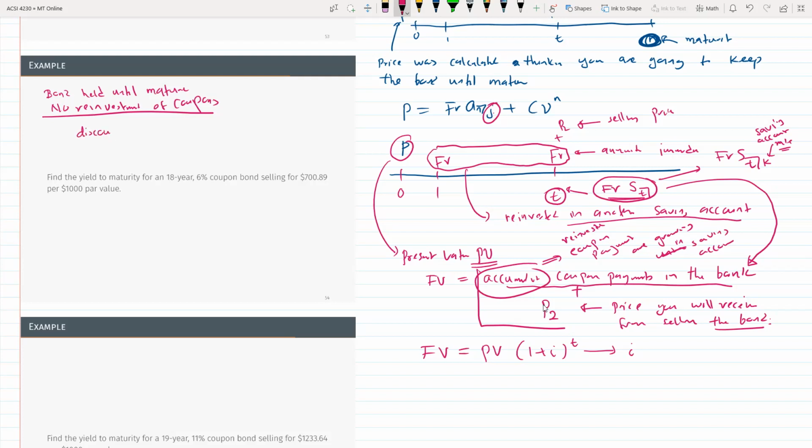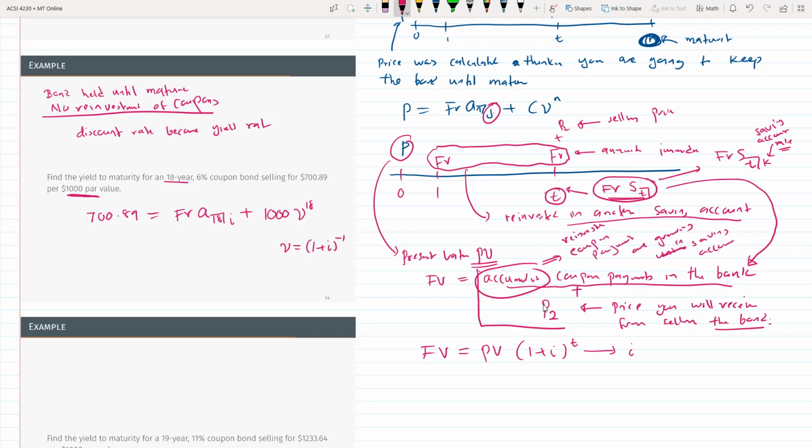But that means basically you write the price, which is 700.89, equal to the coupon. A is the annual coupon, so it's a-angle-18 at some rate, and we need to find that rate. And then I think the redemption amount is 1000 times v^18, where v is (1 + i) to the power negative 1.